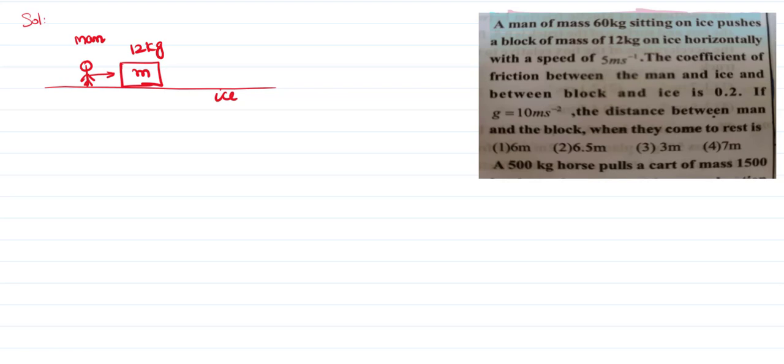On the ice horizontally with a speed of. So he has given a speed to this. How much of that speed? He has given an initial velocity of 5 meter per second, right?